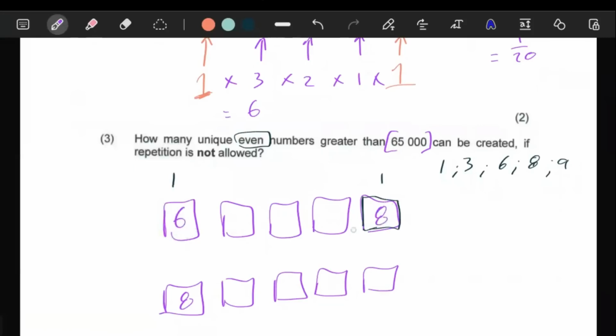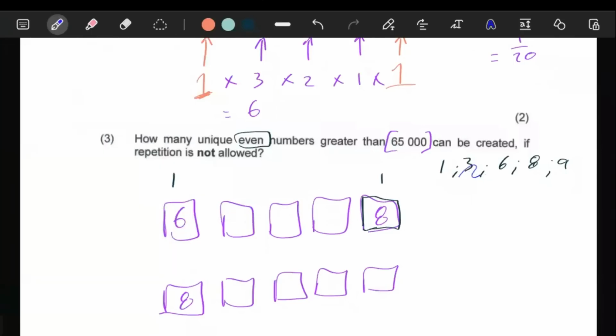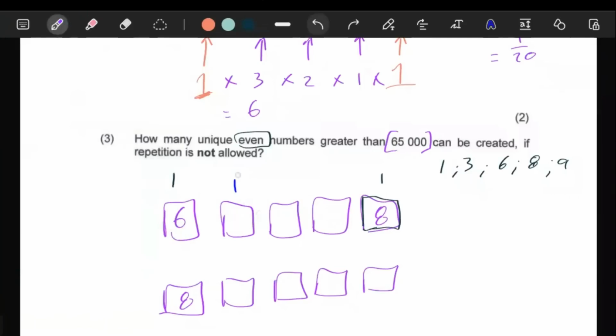So once those numbers are used, there's only 1, 3, and 9 to consider. So when you're now considering 1, 3, and 9, the number that's going to go here cannot be a 3, it cannot be a 1. You see, because our number would then be smaller than 65,000. So 3 and 1 cannot work for this position. Only 9 can work. So there's only one option for this position over here. So technically the 6, the 9, and the 8, they are fixed. You see? The only options are the 3 and the 1.